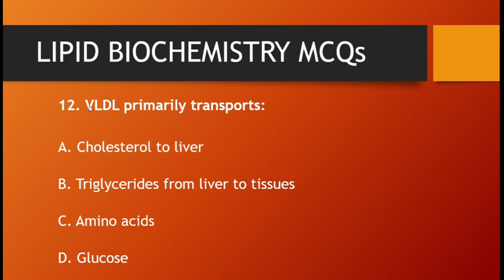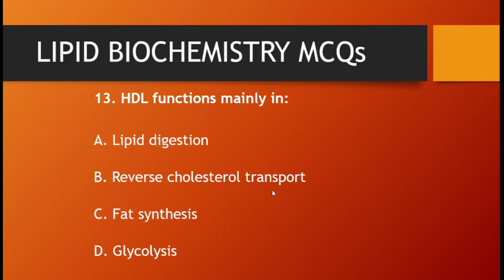Number 12. Very low density lipoprotein primarily transports, is it cholesterol to liver, triglycerides from liver to tissues, amino acids, or glucose? VLDL transports triglycerides from liver to tissues. Are we there? Good. Question 13.